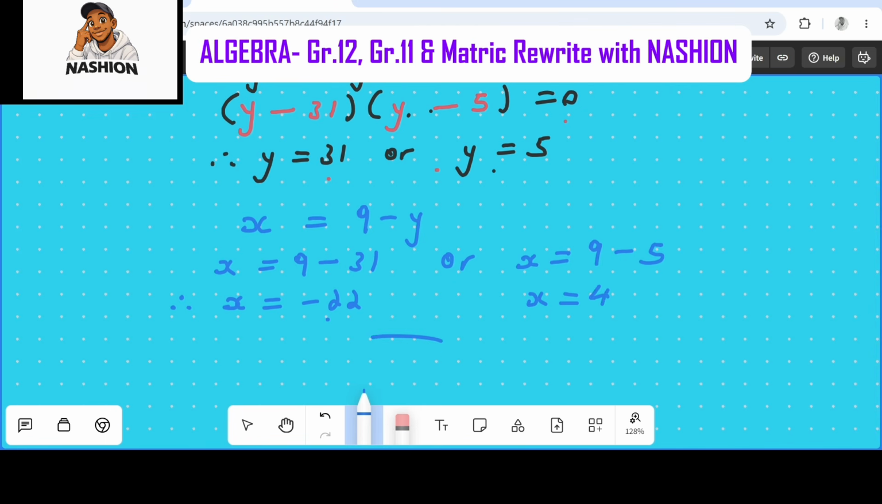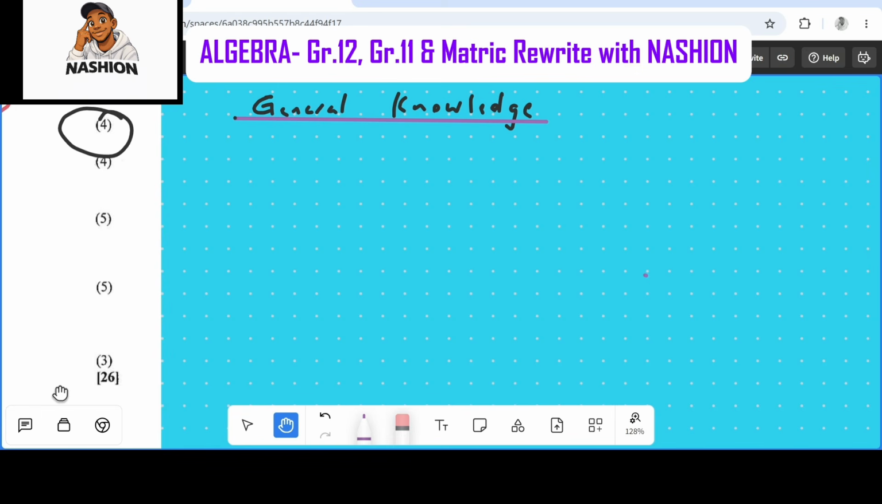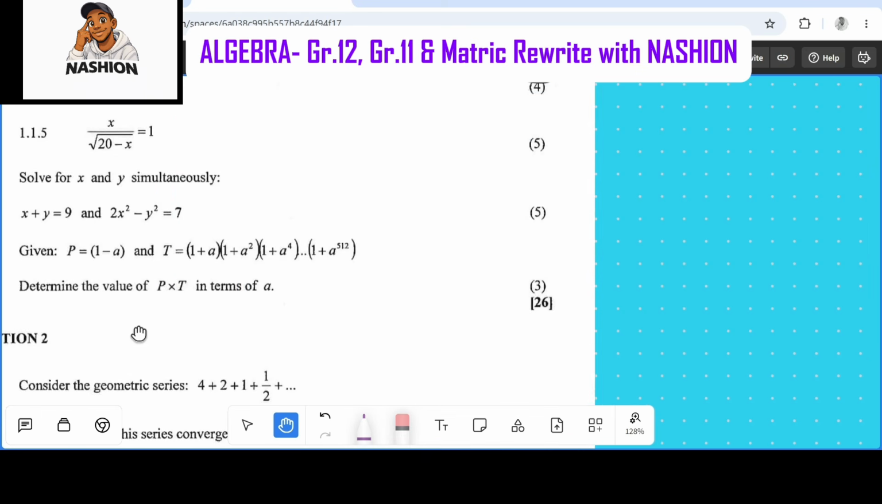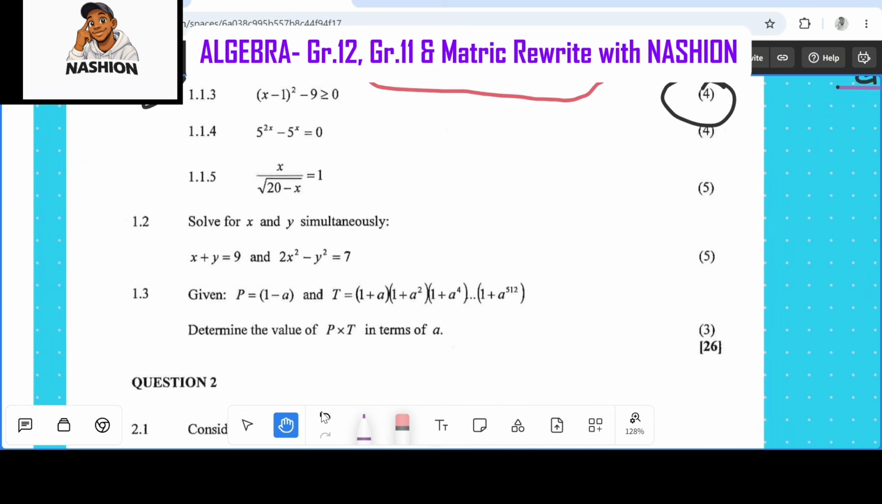And checkmate. General knowledge questions. In question 1, paper 1, the last question is usually general knowledge, like this one.